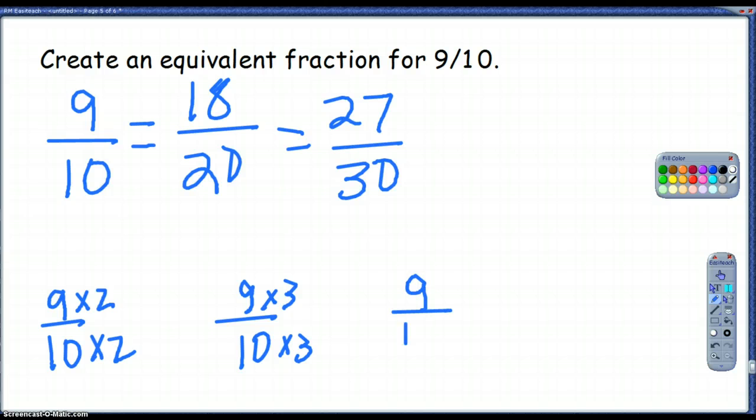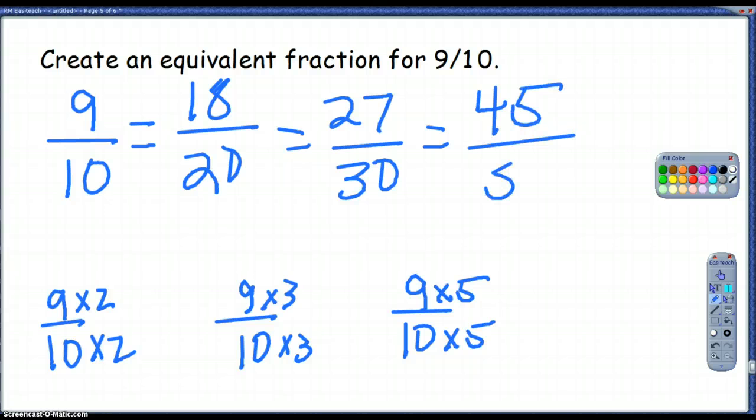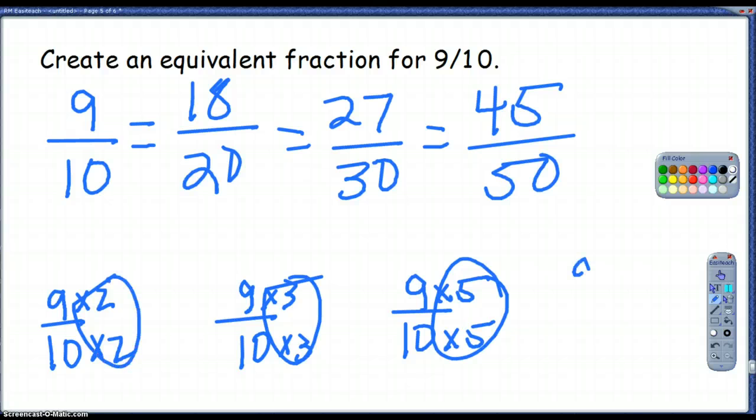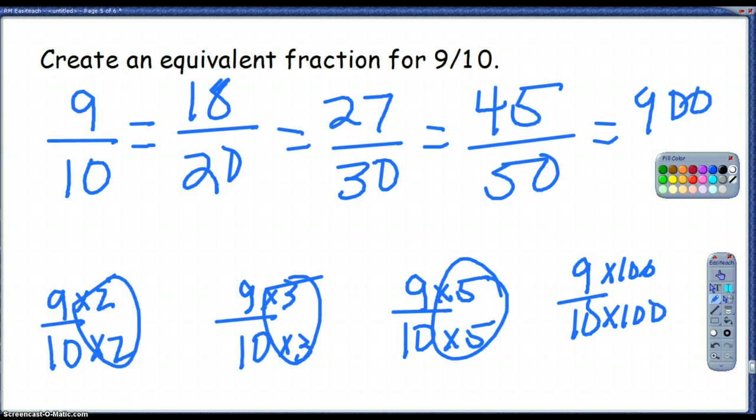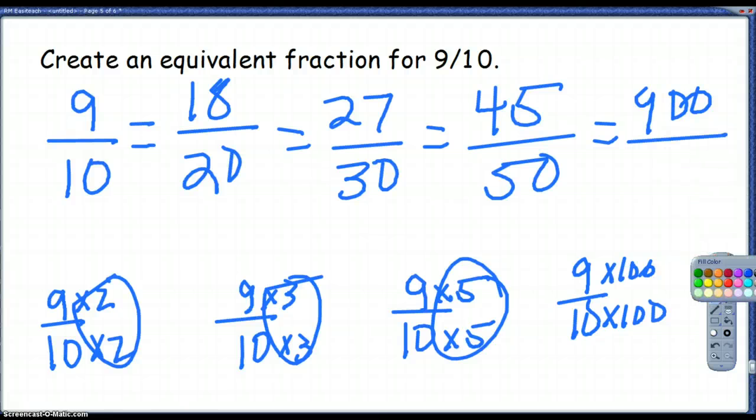The great thing about equivalent fractions is you can multiply by anything you want. So I could do 9/10 times 5. 9 times 5 is 45, and 10 times 5 is 50. And you can do that with any amount as long as you're multiplying both. You could even do it by a very large amount if you wanted to. You could multiply both of them by 100. And if you did, that would give you 900 over 1,000.